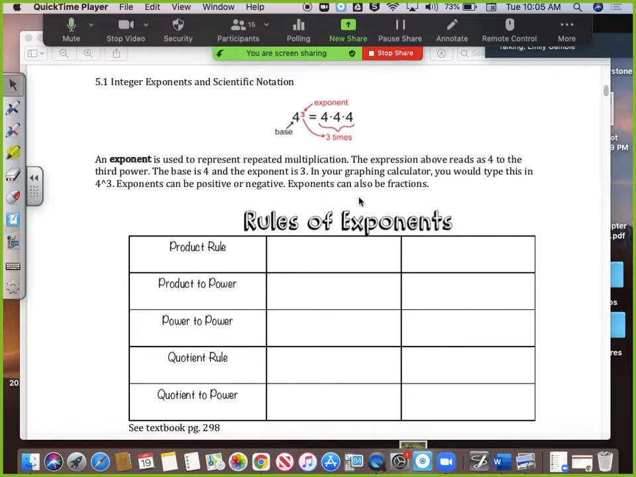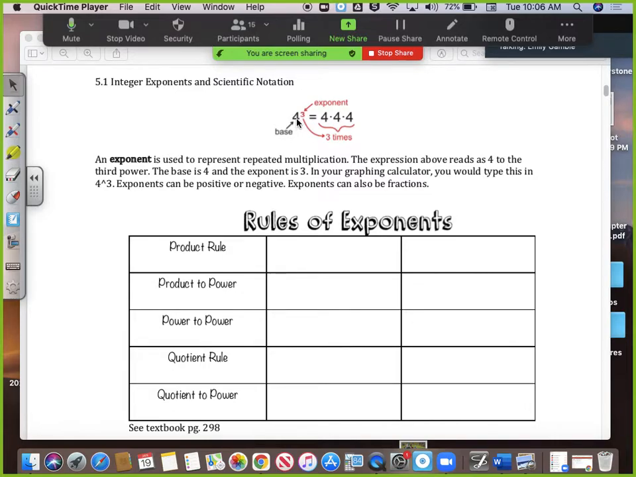If you open up to the first page, we are going to first be working on section 5.1, which is integer exponents and scientific notation. Just a refresher here, we have an expression 4 to the third power, which is the same thing as 4 times 4 times 4. 4 is considered the base number, and that little 3 above it is called the exponent. The exponent tells you how many times the base number is going to be multiplied by itself.